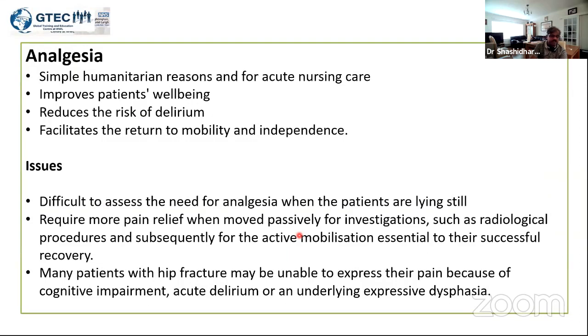Of course, what I'm saying here is that it is not easy, it is challenging, because they can come with different kinds of comorbidities. It's very difficult to assess the need for analgesia when the patient is lying still, and there is wide variation in how sensitive they are to opioid analgesics. Of course, they will need pain relief during mobilization, CT scan if you are looking at x-rays, and subsequent mobilization later, because you need to get them off the bed as soon as possible to reduce the chance of getting a chest infection and a DVT.